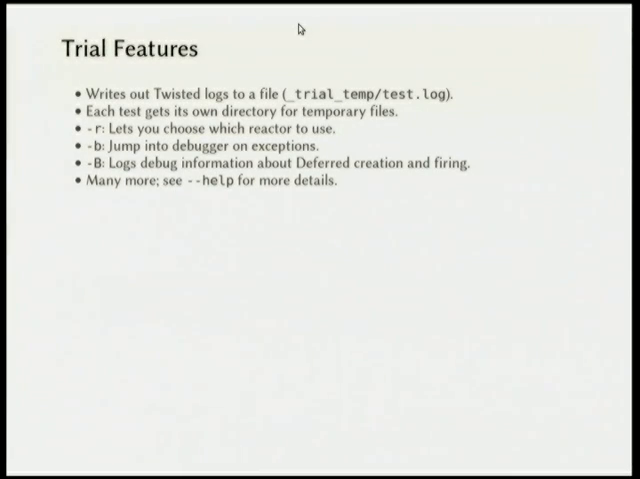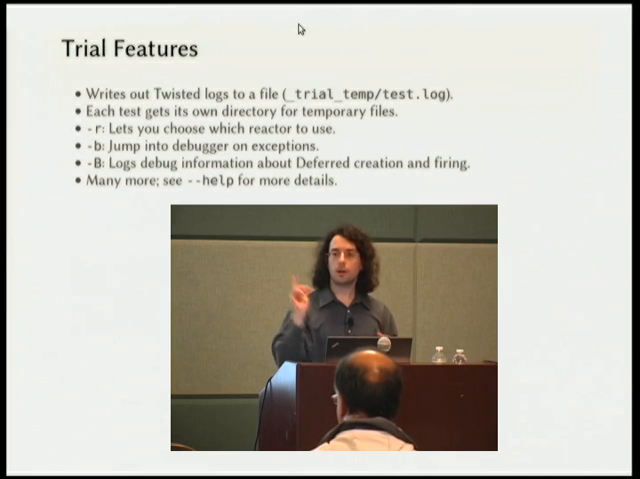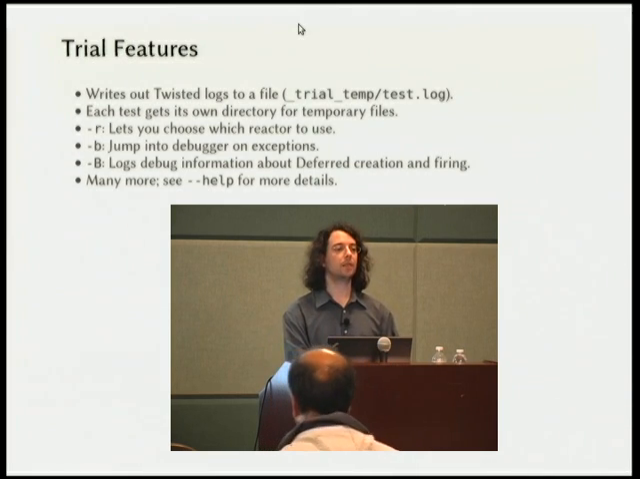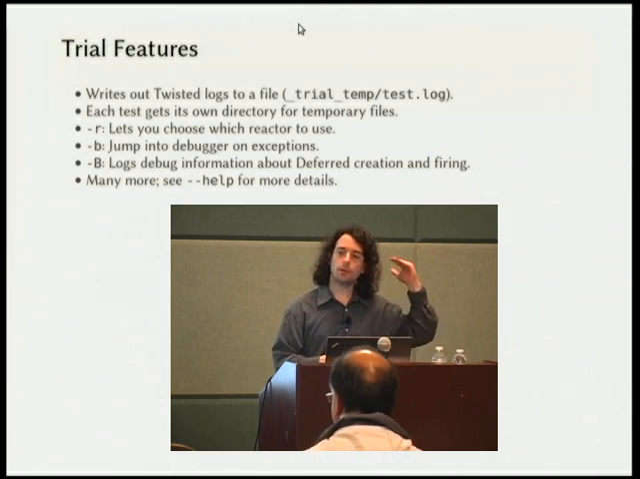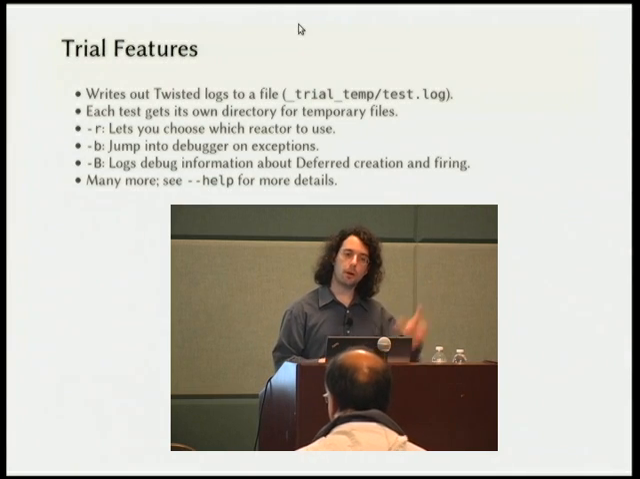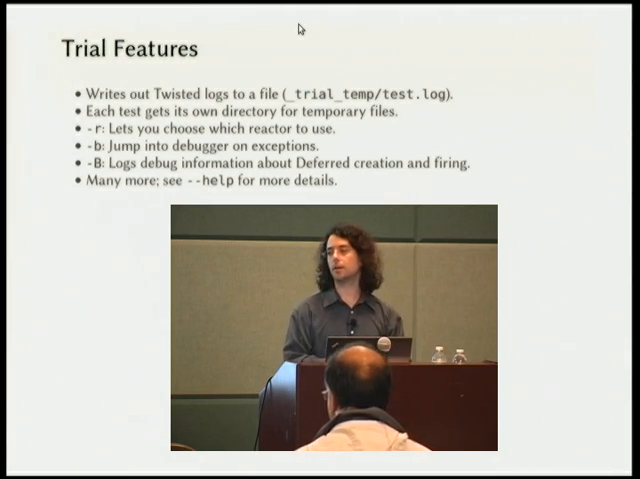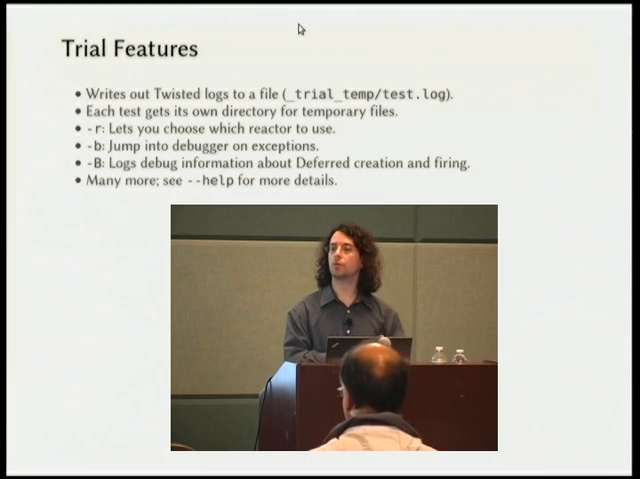It writes out the Twisted log to a file. There's a command line option that lets you choose the reactor. Not really relevant to you. There's a -b command line option, which you might find useful today, which jumps into a debugger every time an error is logged. I don't mention it here, but there's a -e, or real-time errors flag, that prints out the errors as they occur, rather than waiting until the end of the test run to print out all the errors. And again, that might prove useful to you today.